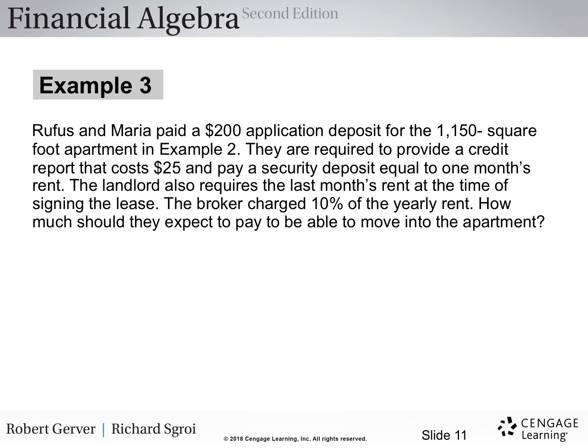All right, now let's look at example 3. And we're going to still be talking about Rufus and Maria. They paid a $200 application deposit for the 1,150 square foot apartment in example 2. They are required to provide a credit report that costs $25 and to pay a security deposit equal to 1 month's rent.